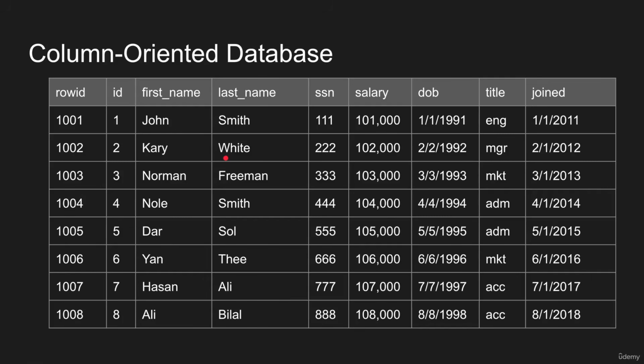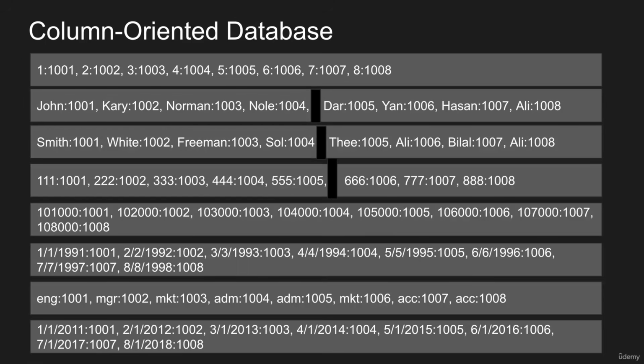All right, so let's take the same exact table and store it as columns. Here's how it looks. Again, the row ID is very critical here. The ID field is this. This is the first name, second, last name. I keep saying second name. Social security number. This is salary, the date of birth, the title, I think, and this is the join date. Look at this.